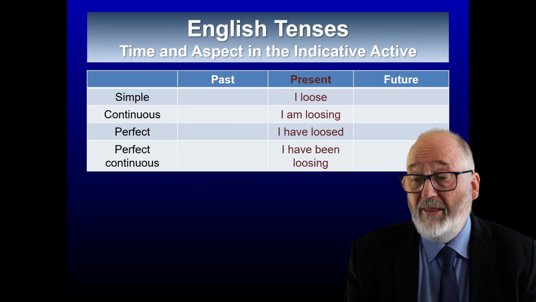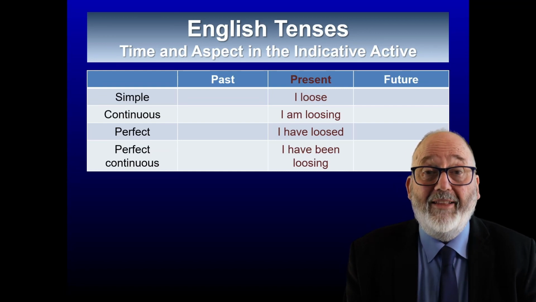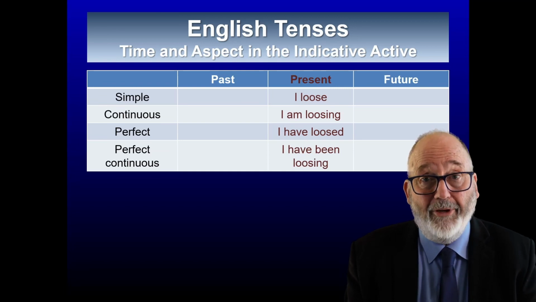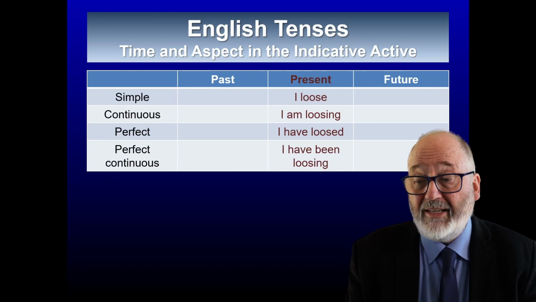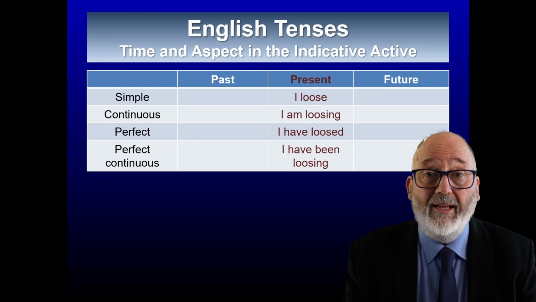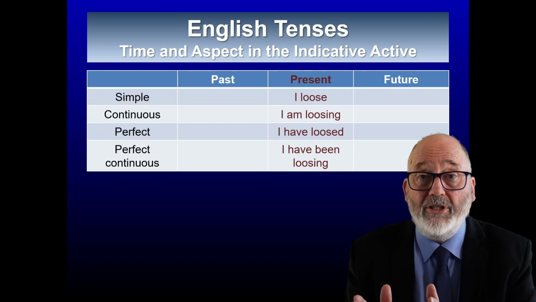So in English, the simple present is I loose. The continuous present is I am loosing. The perfect present is I have loosed. And the perfect continuous is I have been loosing. Now, what does that mean in the past tense and the future tense?